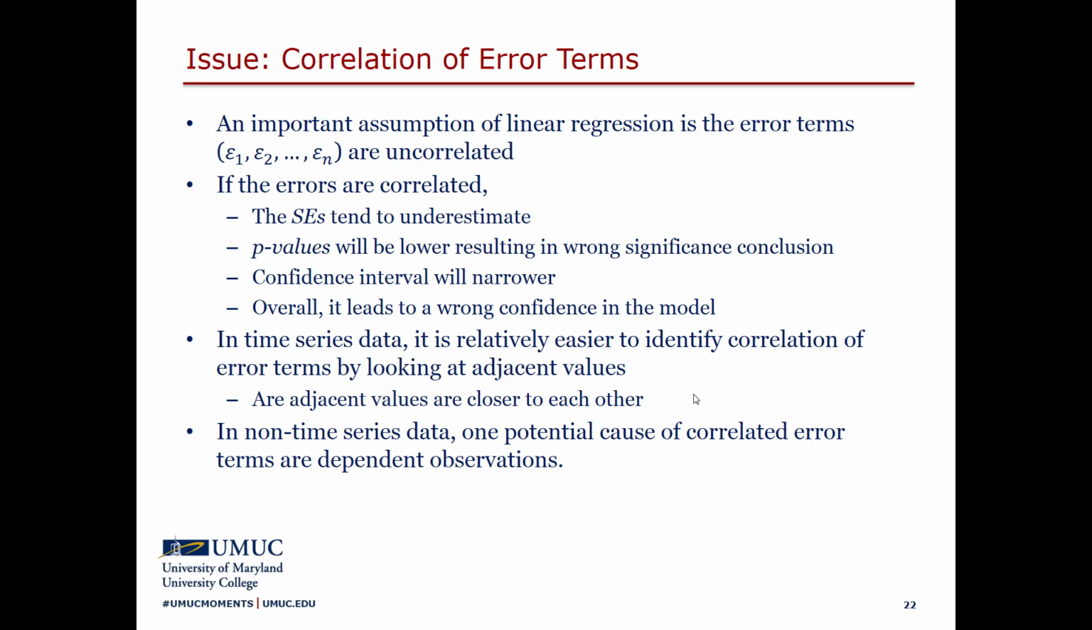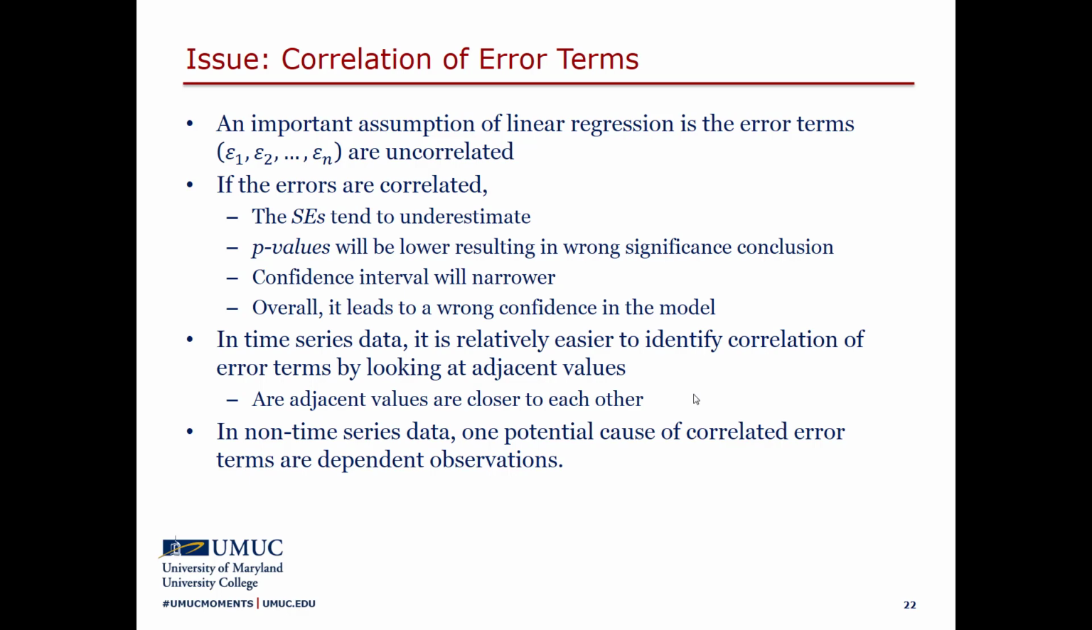Another important assumption that we made is that there is no correlation between the error terms. If the errors are correlated, you would have unrealistic confidence in the model because the estimated standard errors will tend to be underestimated. Because of the correlation between the error estimates, you actually get smaller values than what would typically be the case if the error terms were not correlated. That is a wrong value. P-values will be lower, resulting in wrong significance conclusions.